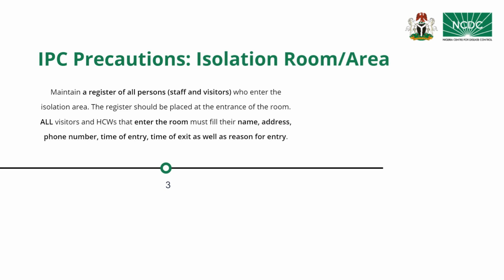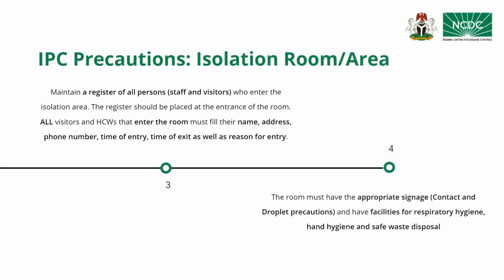Maintain a register of all persons who enter the isolation area. The register should be placed at the entrance of the room. All visitors and healthcare workers that enter the room must fill their name, address, phone number, time of entry, time of exit, as well as reason for entry. The room must have the appropriate signage, contact and droplet precautions, and have facilities for respiratory hygiene, hand hygiene, and safe waste disposal.